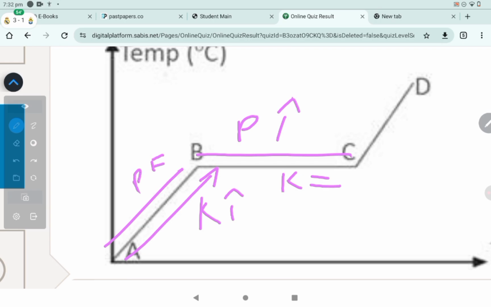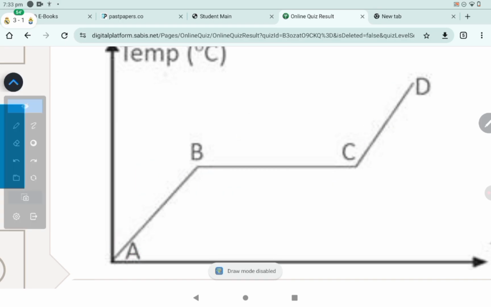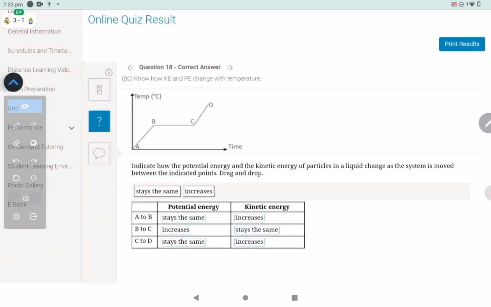And here again, kinetic energy increases and potential energy stays the same. As temperature increases, kinetic energy increases, and when kinetic energy increases, potential energy stays the same, and when potential energy increases, the kinetic energy stays the same. So the only time kinetic energy increases is when temperature increases, and at that time potential energy is the same. Okay, that's all for this one. Yes, that is what they say here.